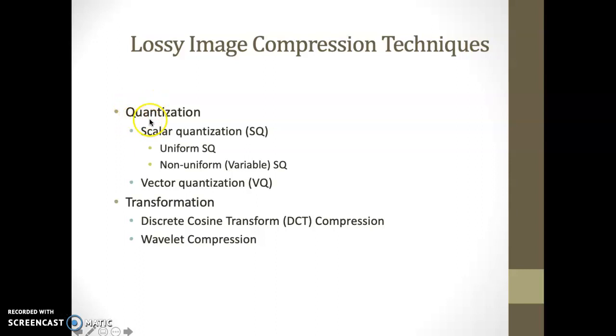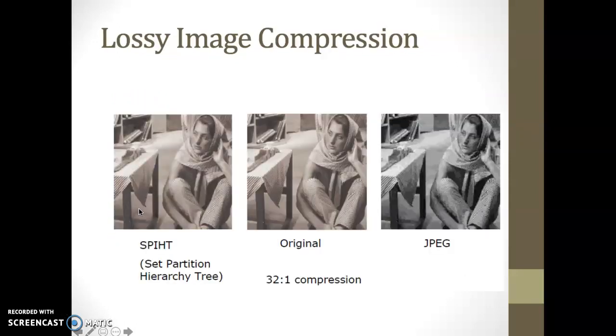What we'll see here is only the quantization and the transformation. This is what you will get if you use a lossy technique. One of the techniques is SPIHT and also JPEG. What is good in lossy is that you can get a high compression ratio, which is 32:1, meaning you can compress up to 32 times compared to the original.